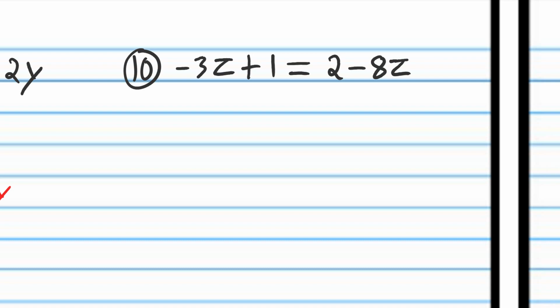All right, so in number 10, there's no simplification that we can do in the first step, at least as far as one side or the other side of the equation. So we just have to go ahead and rewrite the equation in the first step.